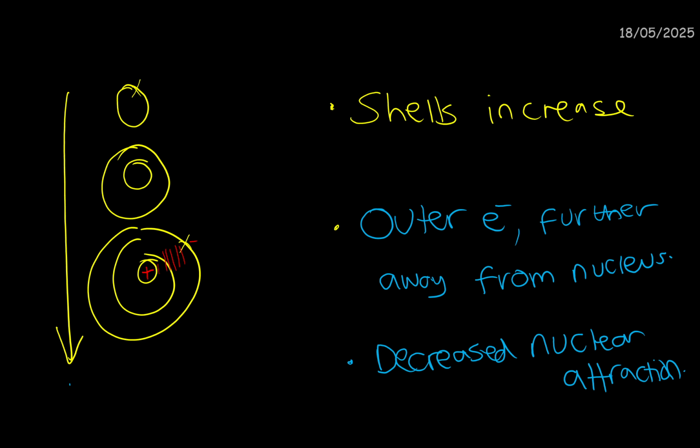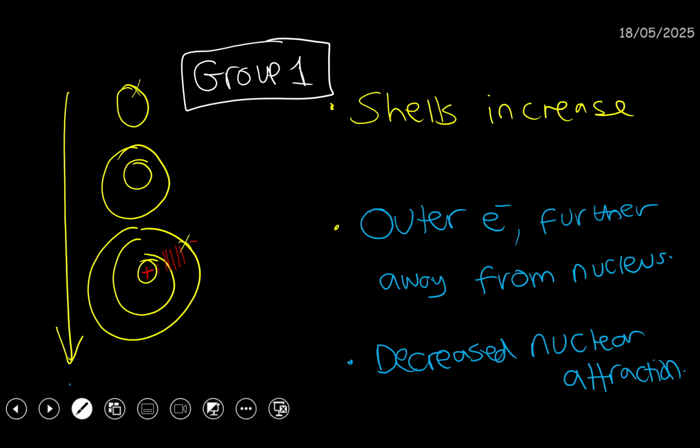So that's what happens in group 1. Just to emphasize, this is group 1. So reactivity increases down group 1 because there's more shells. There's decreased nuclear attraction, which means the outer electron is easier to lose. Does that make sense to everyone? Okay, let's now talk about group 7 then. Now, group 7 is the opposite. Group 7. If it's in group 7, Hassan, how many outer electrons does it have?